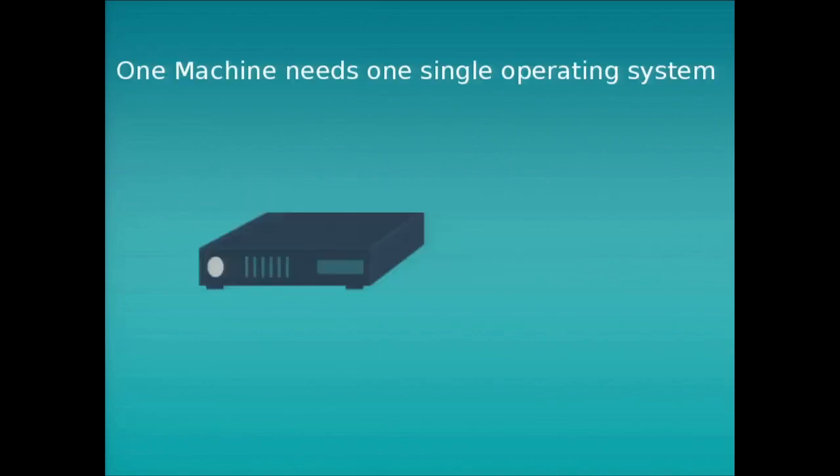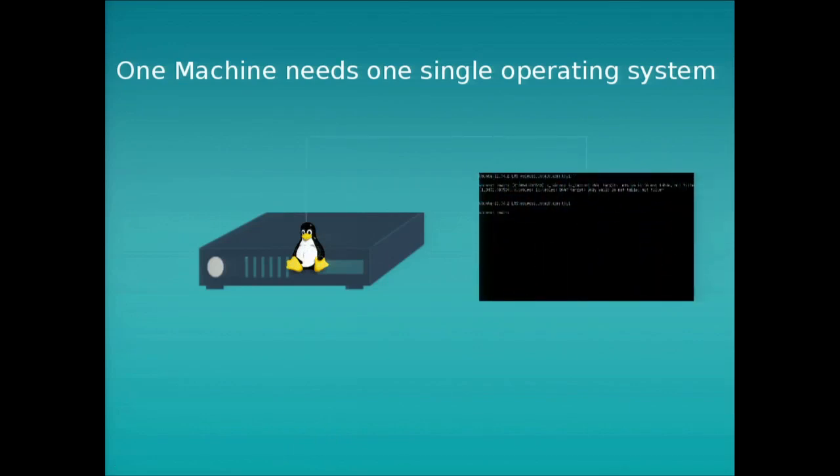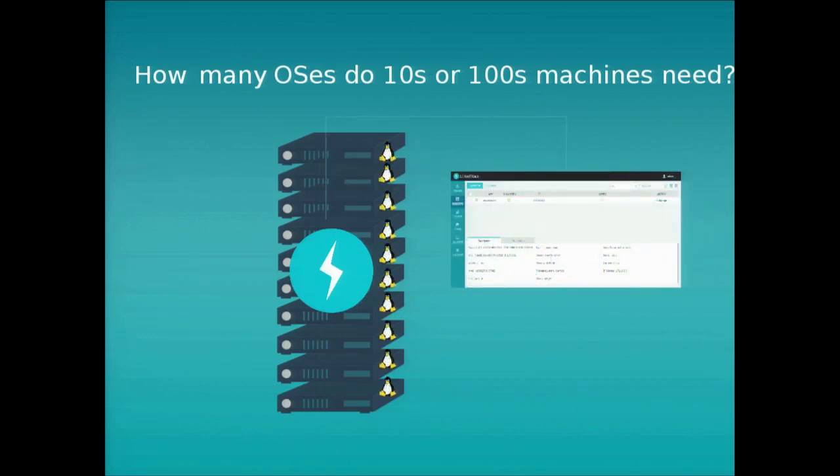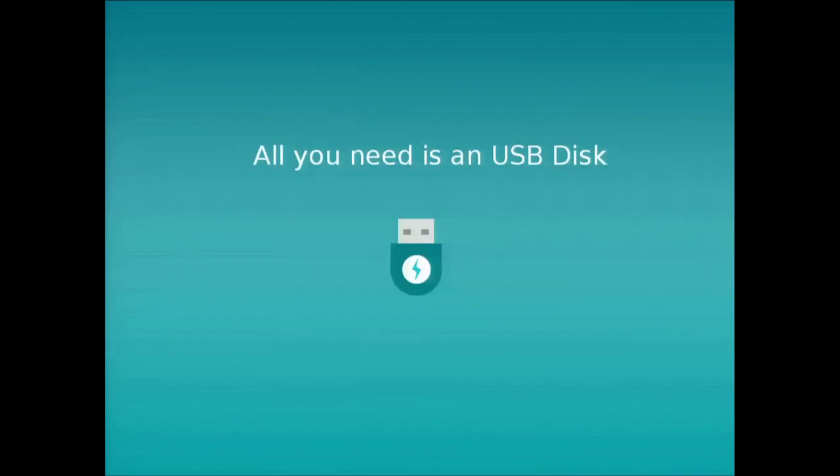This is how we deploy one single machine. You have one machine, you have one OS, and you have a console for that. How can we deploy tens or hundreds of machines? Can we also have one single operating system for it and have one single console for that? So here with UnitedStack OS, all you need is a USB disk.